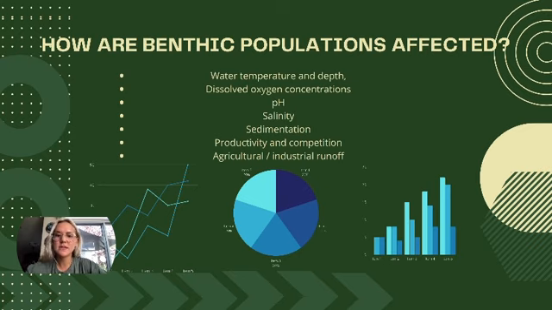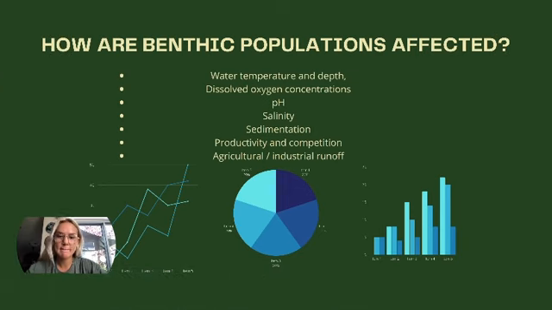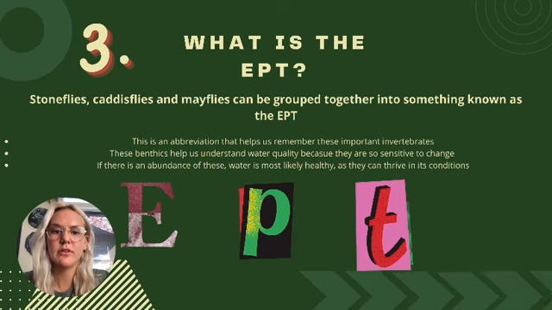As we mentioned, because they're so sensitive to change, if one of their habitats is contaminated, communities tend to become simplified. They become dominated by fewer, more tolerant species able to survive and reproduce under rough conditions. They can also form mutations and abnormalities that can occur from the toxins in the water or in the sediment. So the third topic we're going to be covering is what is the EPT?